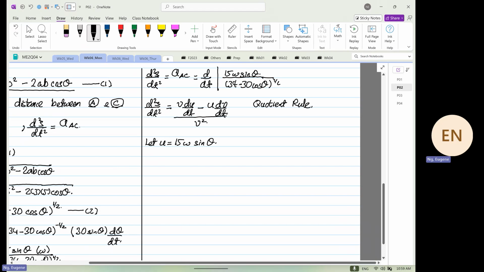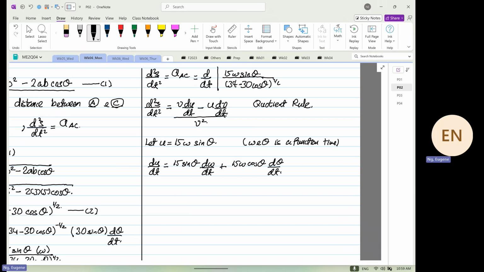Now down here, sorry, I skipped steps. Over here, we know that omega and theta are functions of time, okay? So you have du over dt. So this expression will be equal to 15 sine theta d omega over dt, and then plus 15 omega cos theta d theta over dt. Okay.